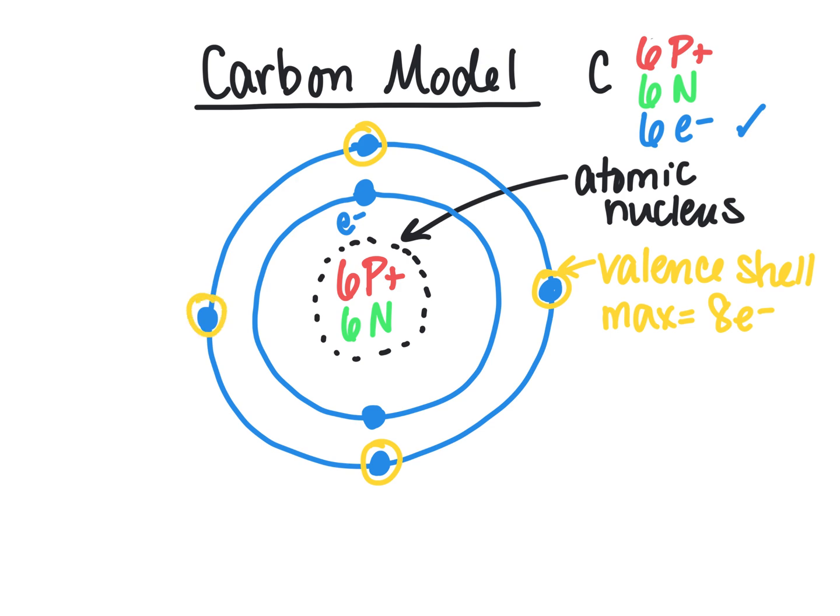We can take the 8 maximum electrons that could be in this shell, subtract the 4 electrons that are currently there, and get this number 4. And this number 4 basically tells us that we have space for 4 more electrons in the valence shell of this carbon atom. And this also tells us the number of covalent bonds that an atom of carbon can make in a stable formation.